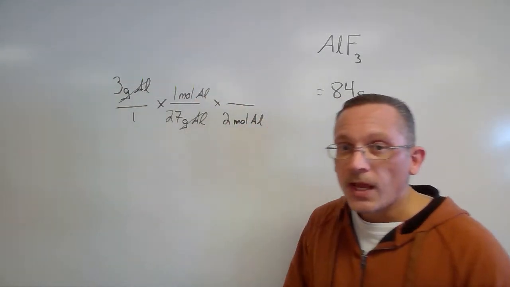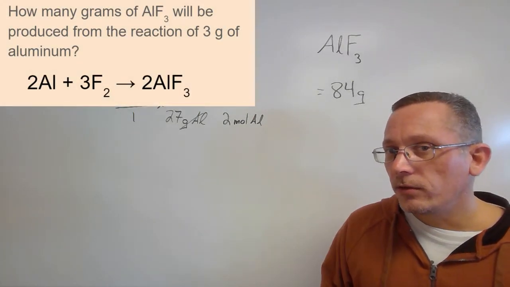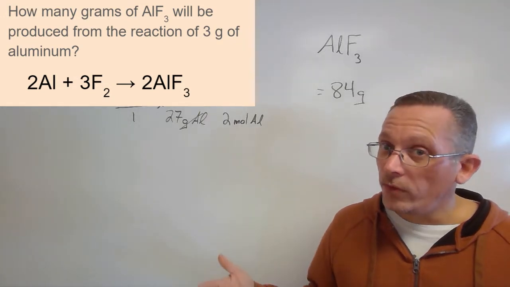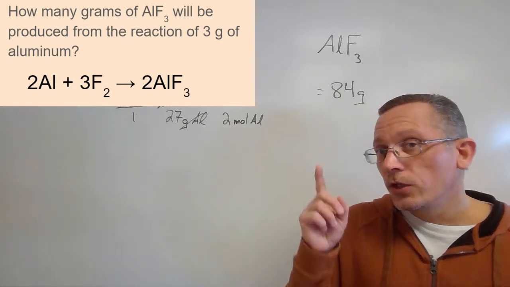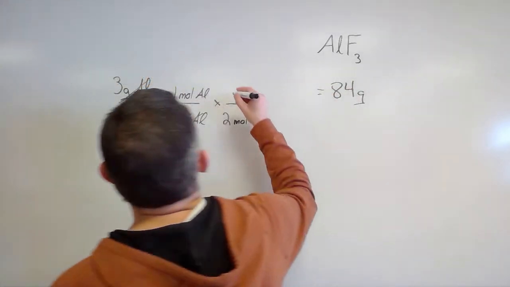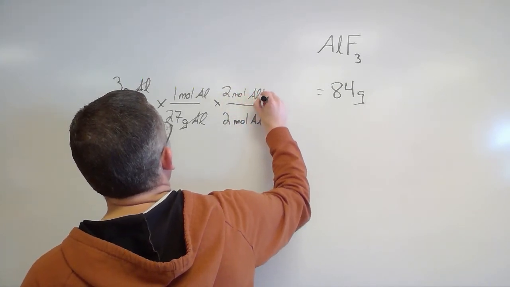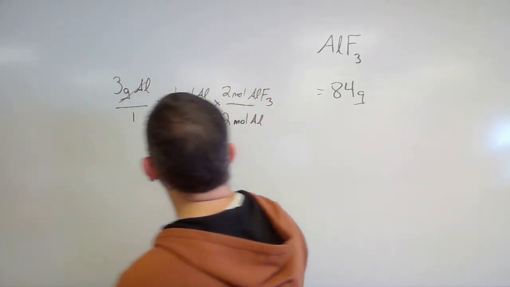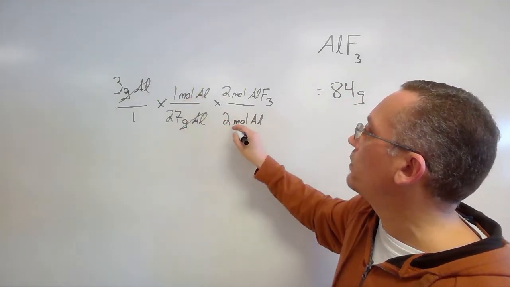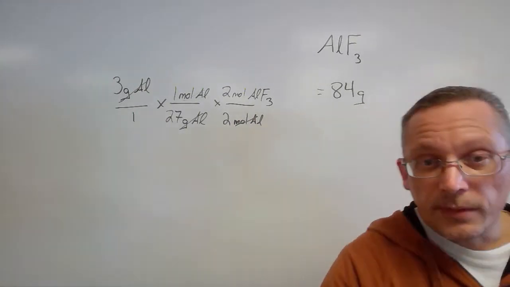of aluminum. And then the question asked me about AlF3. So I need to look in there, and in the top, I'm going to put how many moles of AlF3. If you look at the equation, it says 2 moles of AlF3. So let me put that on the top. Okay. Now I see moles of aluminum and moles of aluminum. I can cross those out. Okay, we're getting there. We've got 3 fractions set up now.